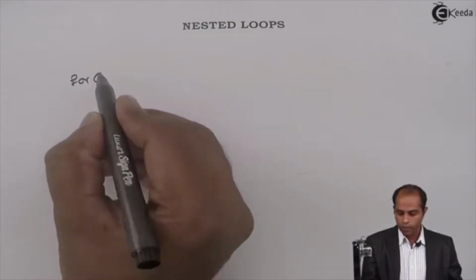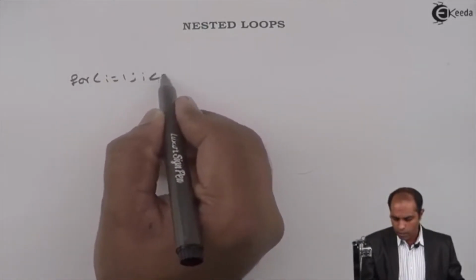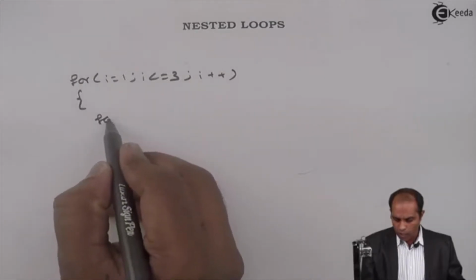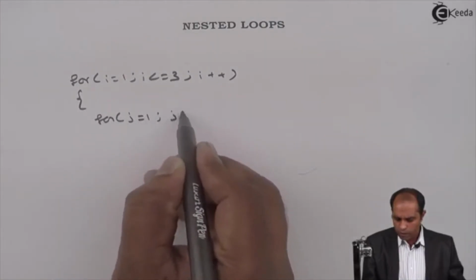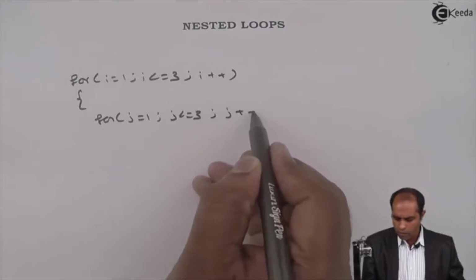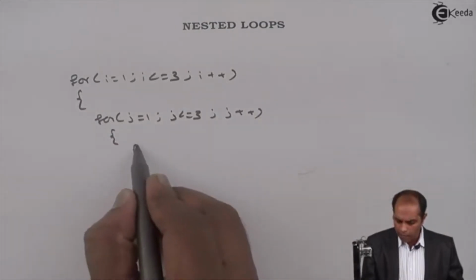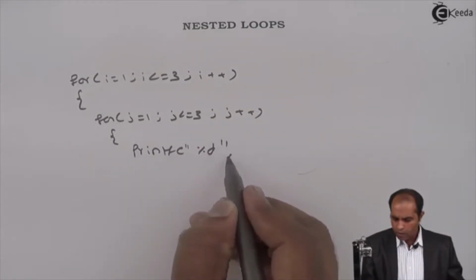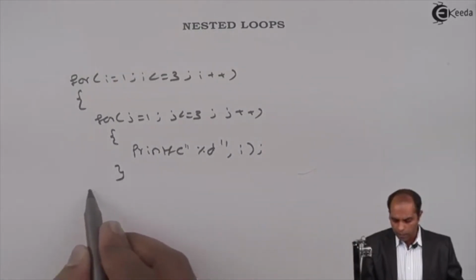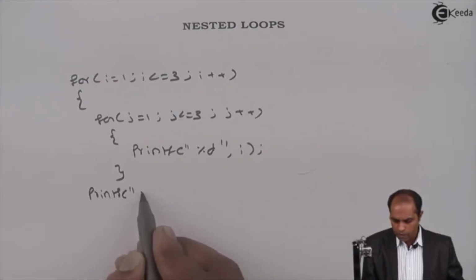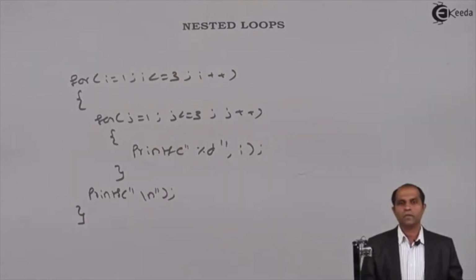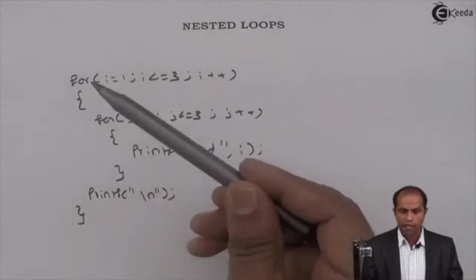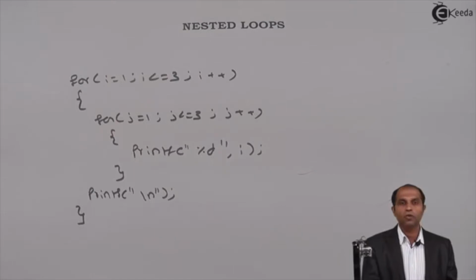Suppose I have a for loop which says i equals 1, i less than or equal to 3, i plus plus. Within this for, I'll have one more for, say j equals 1, j less than or equal to 3, j plus plus. And let me have a printf instruction at this place: printf("%d", i), and then an instruction printf("\n"). I have a simple for loop at this place. So here a j loop appears inside the i loop, hence we call this a nested loop.